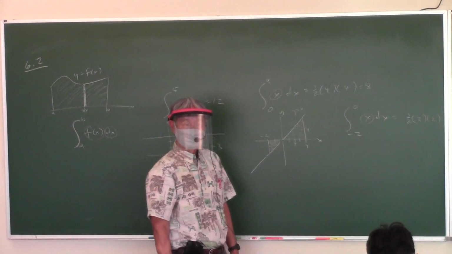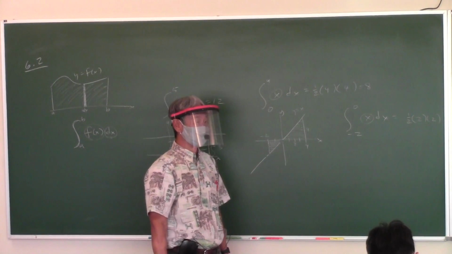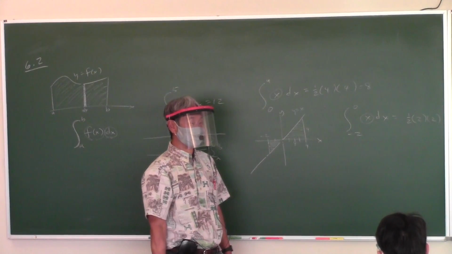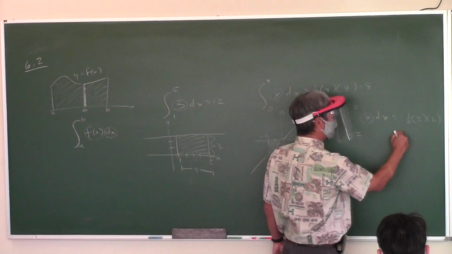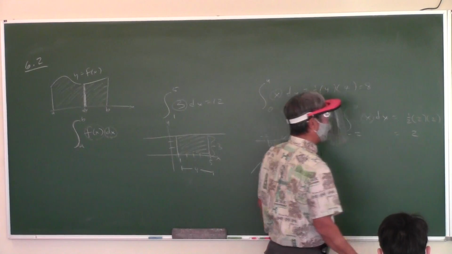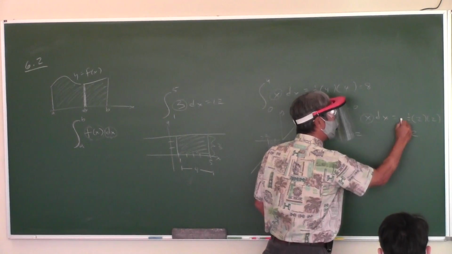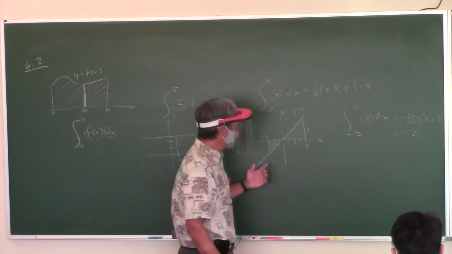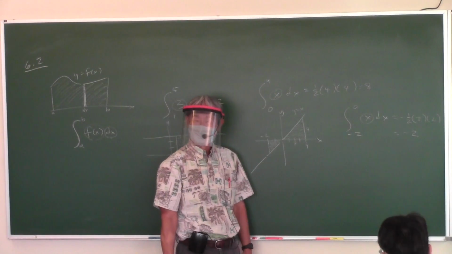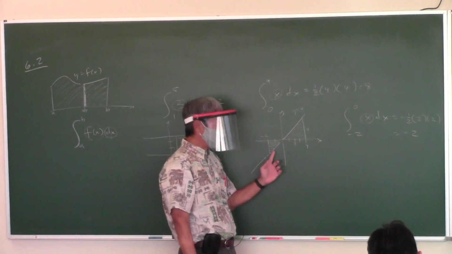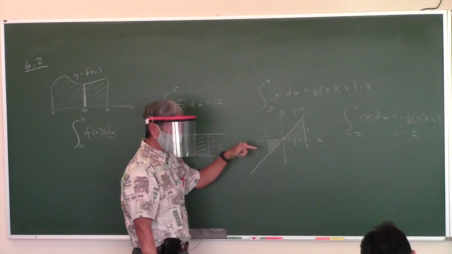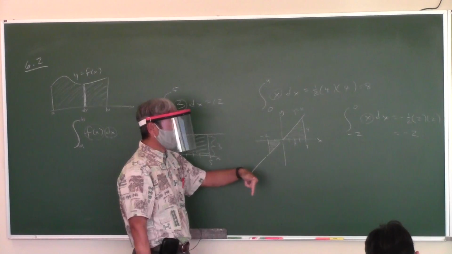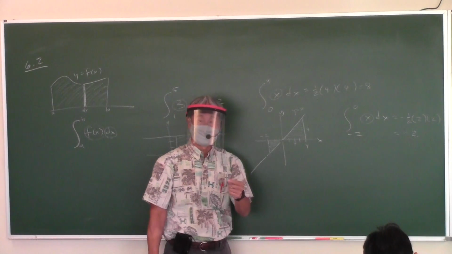Why not? How do you know? That's exactly right. The answer is not 2. It's -2. Now, why would the answer come out negative? Because the graph is below the x-axis. Oh, so whenever the graph goes below the x-axis, then the integral has a negative value.